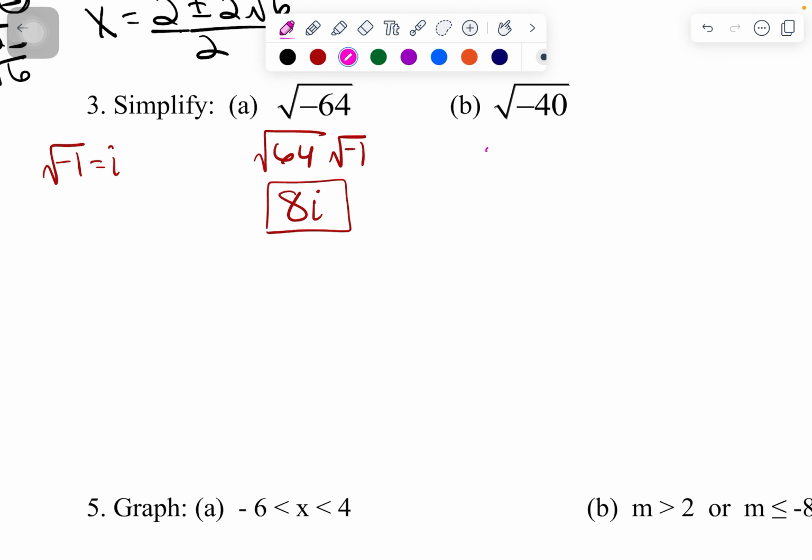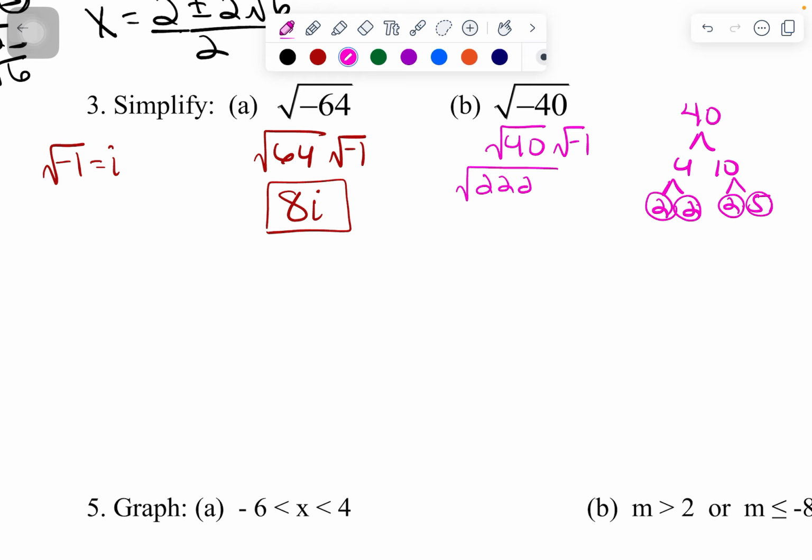Question part B, same idea. I'm going to break out the negative and deal with that separately. Now the difference is 40 is not a perfect square. So if we break it up, we've got 4 and 10. I need to slow down. 4 is going to break up into a 2 and a 2. 10 is going to break up as 2 and 5. All right, so 40 is 2, 2, 2, and 5.